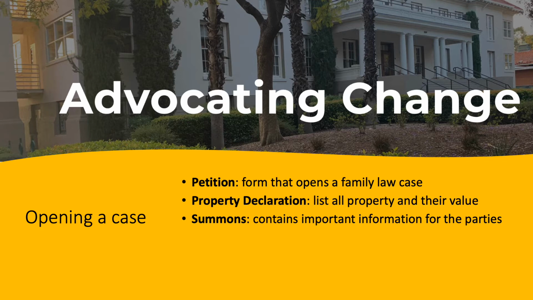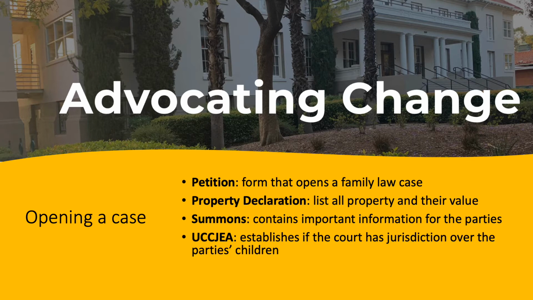If you and the other party have minor children together, you will also need to fill out the form titled Declaration under Uniform Child Custody, Jurisdiction, and Enforcement Act, also known as the UCCJEA. This form is meant to help the court establish whether they have jurisdiction over the children from the marriage or domestic partnership, so that the court can make enforceable orders regarding child custody, visitation, and support.